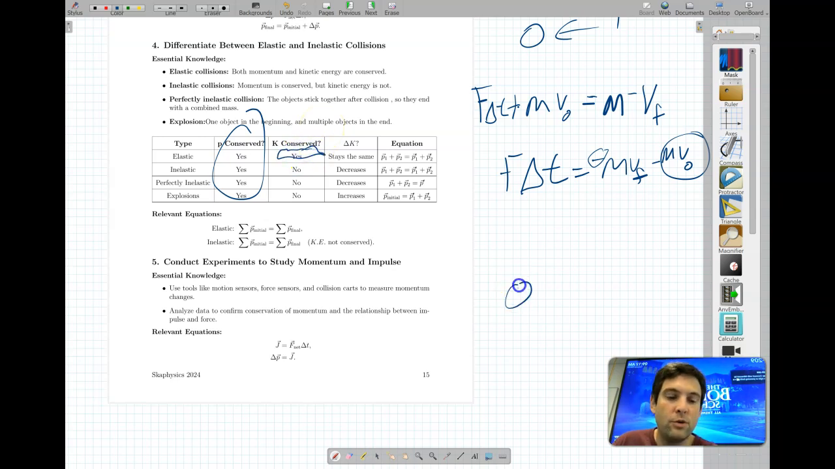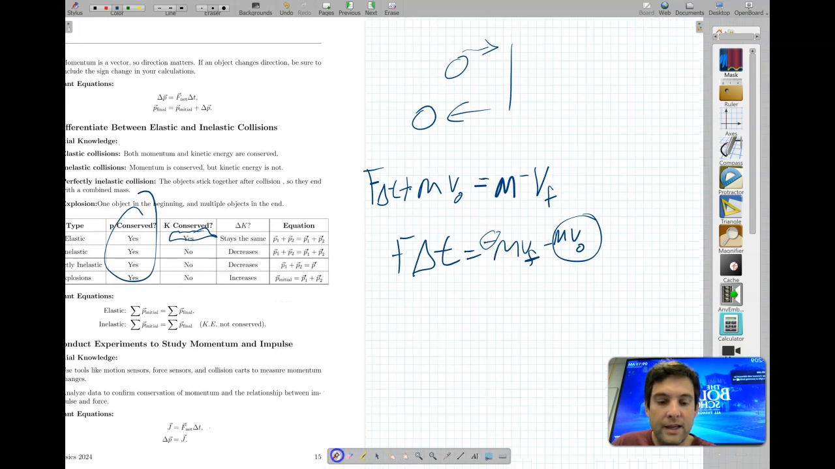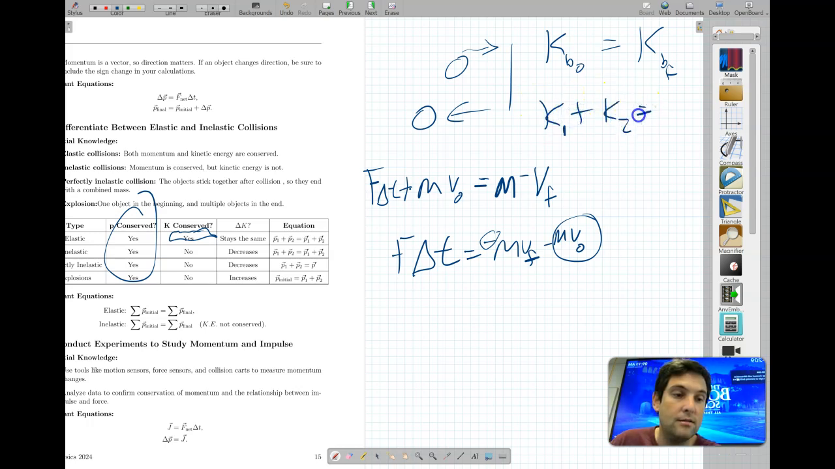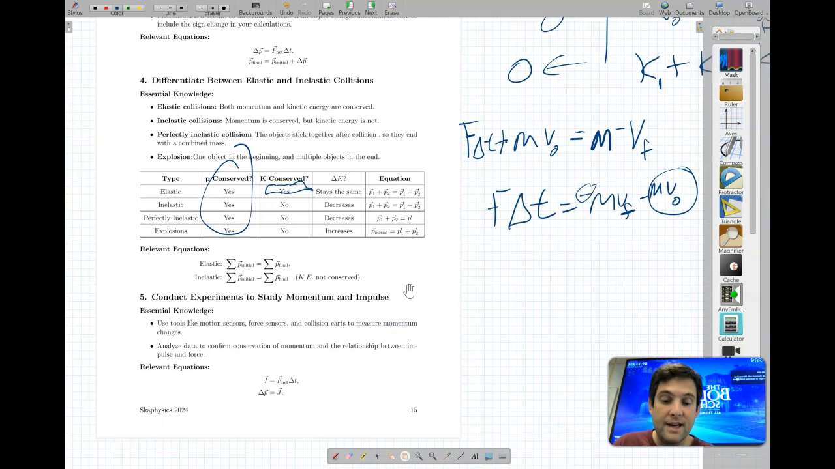If we have a collision between 2 objects, well, let's take that earlier collision of the ball hitting the wall. How do I know if that is an inelastic or an elastic collision? I have to take the kinetic energy of the ball in the beginning and see if it equals the kinetic energy of the ball in the end. If I had multiple objects, I would add multiple kinetic energies and see if they equal each other in the beginning and in the end. If they do, then energy is conserved and it's an elastic collision, because our kinetic energy stays the same by definition. If our kinetic energy decreases, it's an inelastic collision.